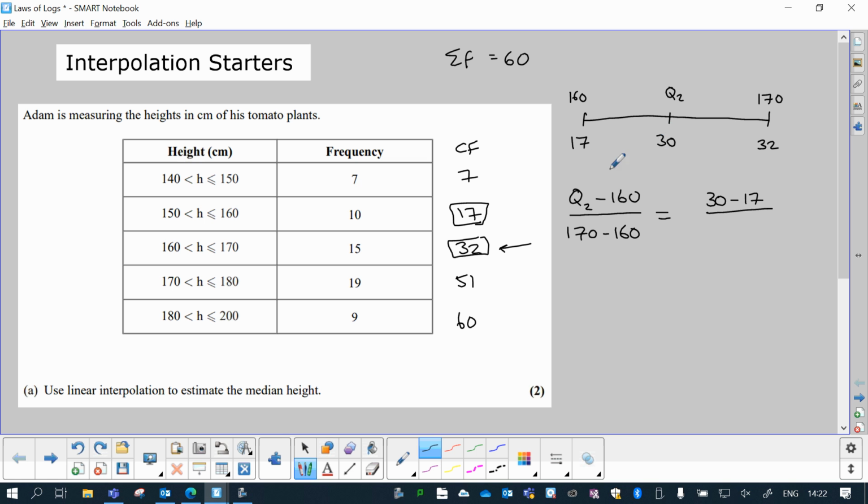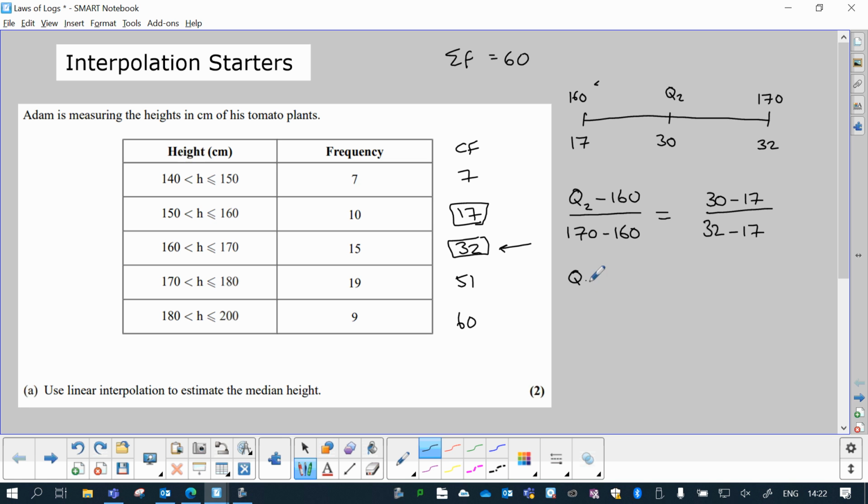Because 30 minus 17 is exactly the same, not the same value, but the same proportion as Q2 minus 160. And that's going to be divided by 32 minus 17. So this bit out of this bit is going to be the same proportion as this bit out of this bit. And what you've actually done there is create an equation that only has one unknown, Q2. So all we've got to do is simplify and solve.